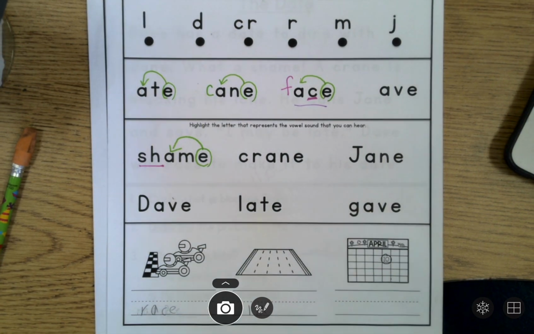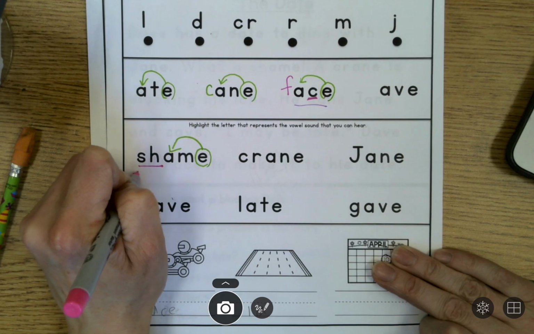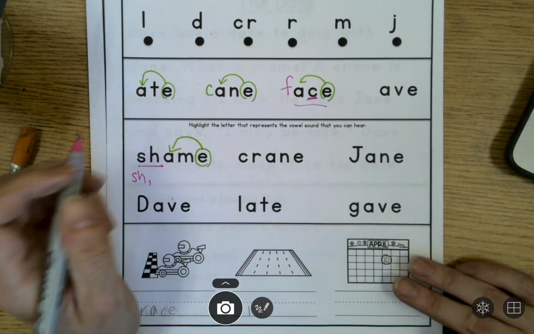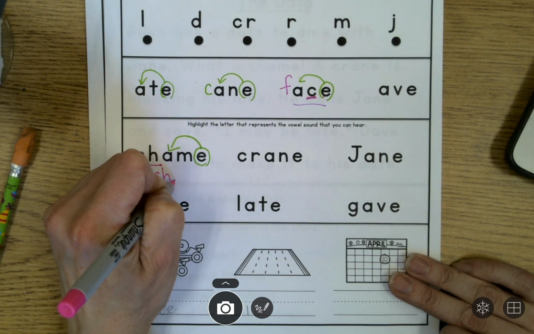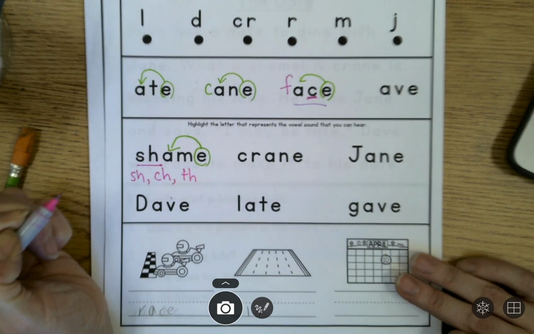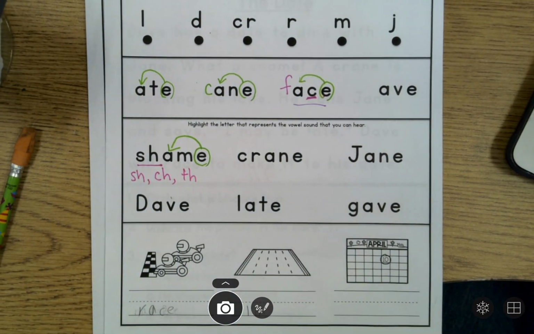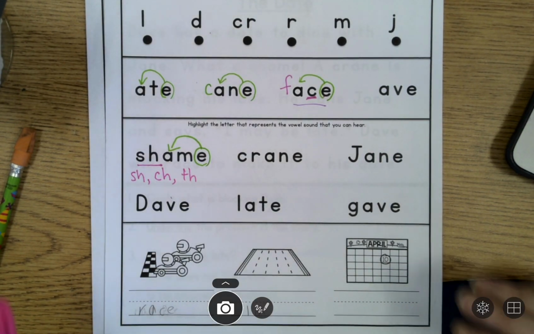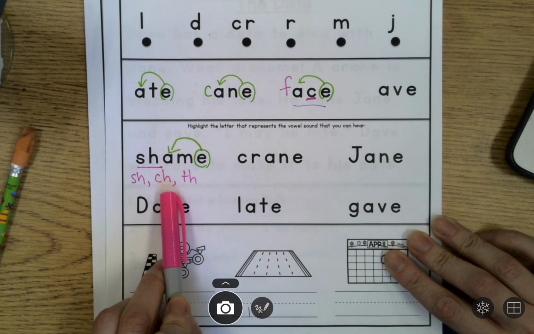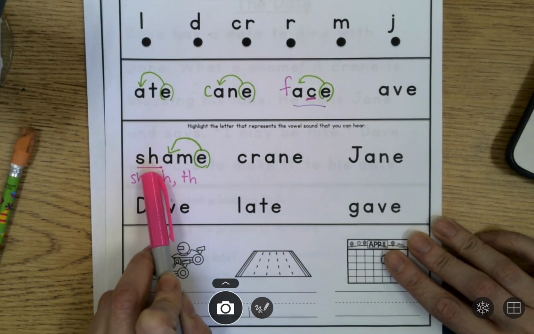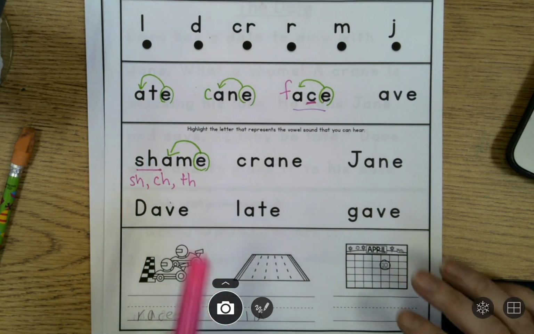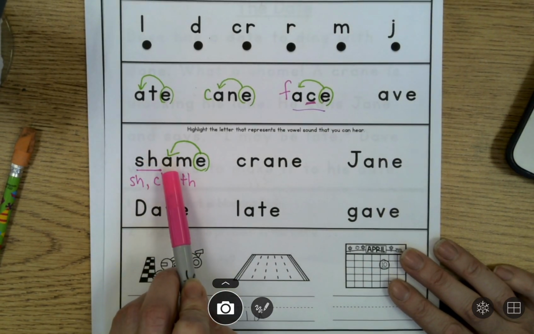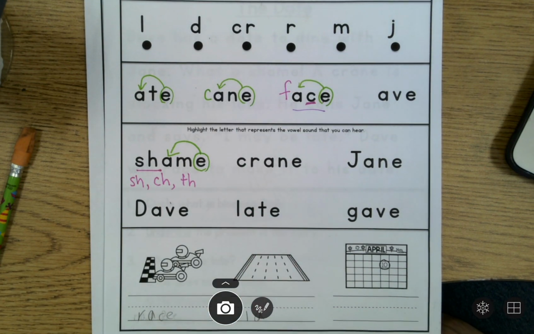So we have SH, we have CH, we have TH, and then there's WH and CK. We're not going to worry about that right now, but we have sh, ch, and th. So SH makes sh. So try and sound that out. And the A is going to say its name. So we have sh, aim, shame.